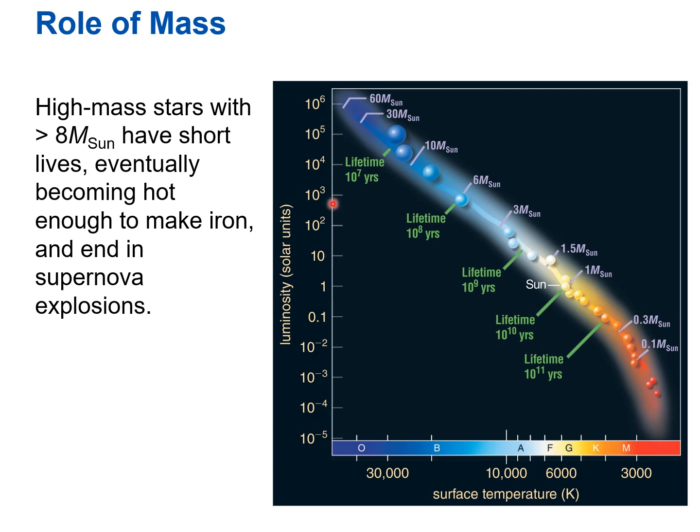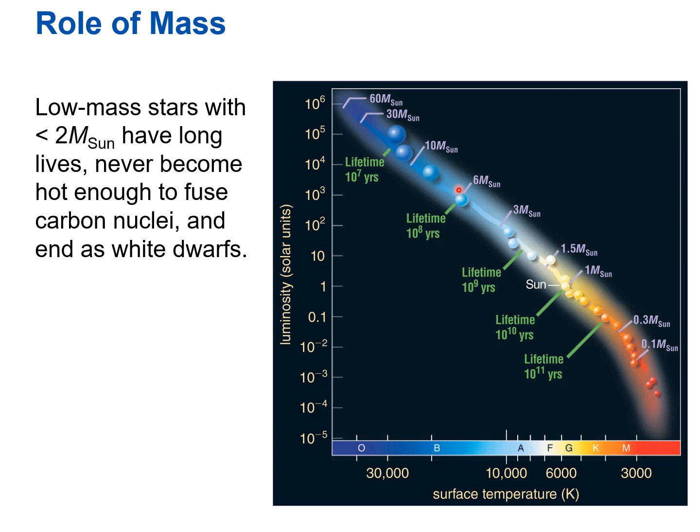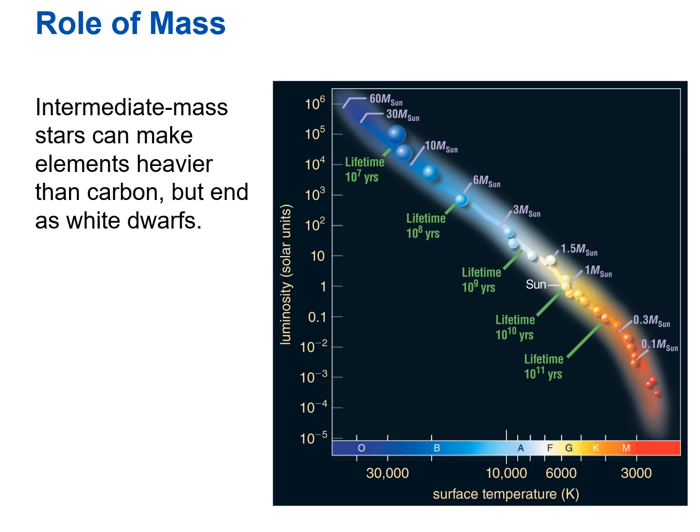High mass stars with greater than 8 solar masses, so right about here and up, have short lives, eventually becoming hot enough to make iron and end in supernova explosions. And I'll add to that, in ways that you'll see more in Chapter 18, they will end as either a neutron star or a black hole. Low mass stars, less than 2 solar masses, so right about here and down, have long lives, never becoming hot enough to fuse the carbon nuclei in the core, so they end up as white dwarfs. And then intermediate mass stars, which are between 2 solar masses and 8 solar masses, so right about in here, can make elements heavier than carbon, such as oxygen and neon, and they still end up as white dwarfs, just like low mass stars do.